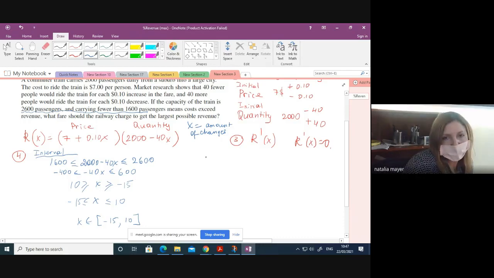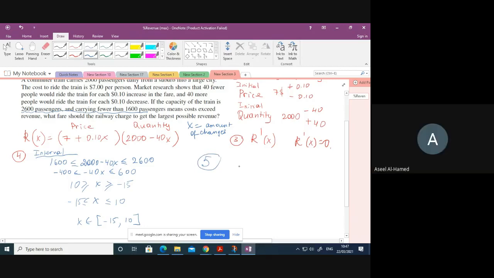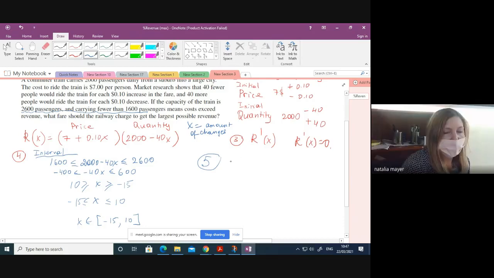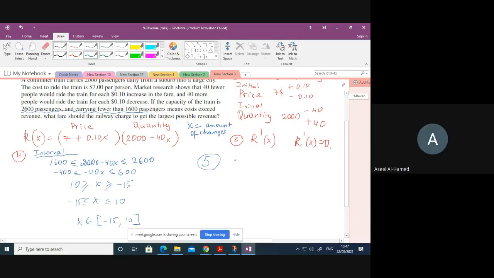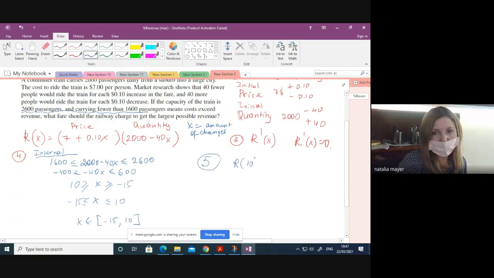Step number 5. Who is ready to tell me what to do at step number 5? Yes, I know. Okay, I want Asir to tell me. Asir, we're going to sub in R of 10 and R of negative 15. Can you raise your voice, please? We're going to sub in R of 10, R of negative 15, and what else? Zero. And R of, I'll write it like this, R of 0. Of the derivative.